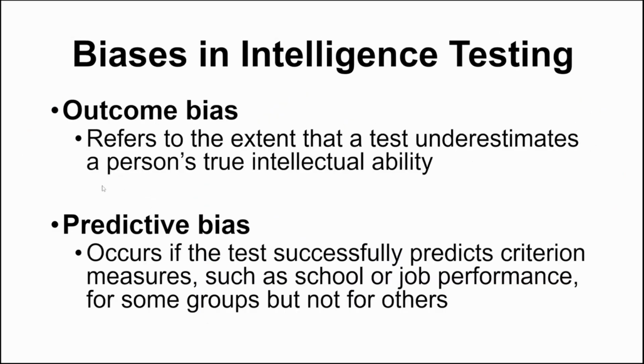That's specifically saying that our test might underestimate a person's true intellectual ability. So if we have a test where someone being from a different culture or different country ends up reducing their score, not because of their underlying intelligence, but just because of how that test is quantifying their intelligence, then that test has an outcome bias.